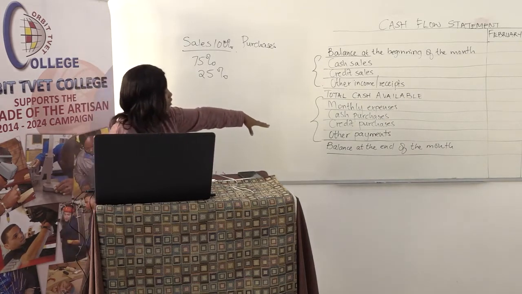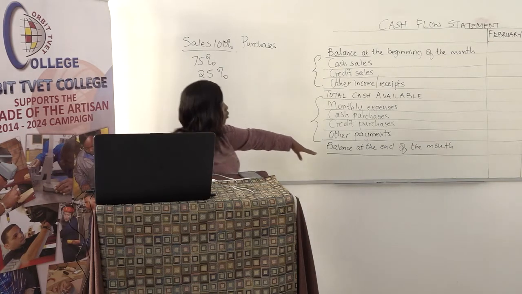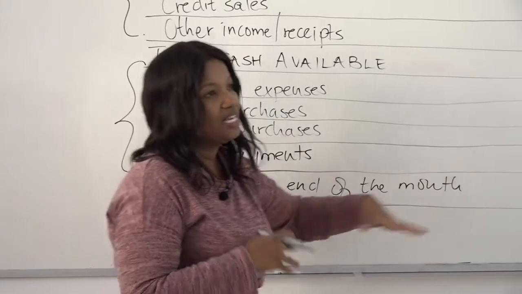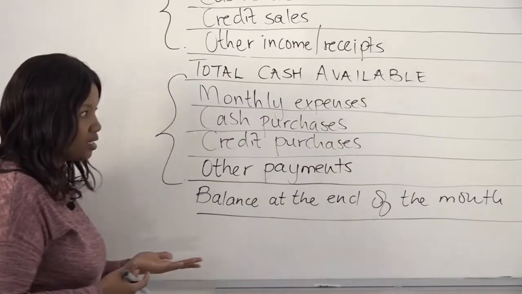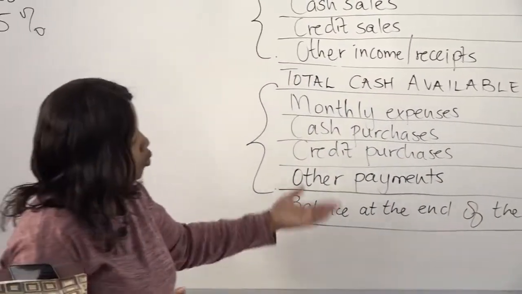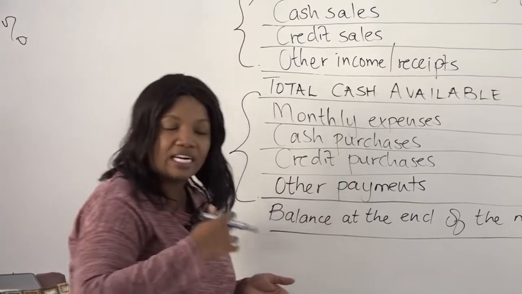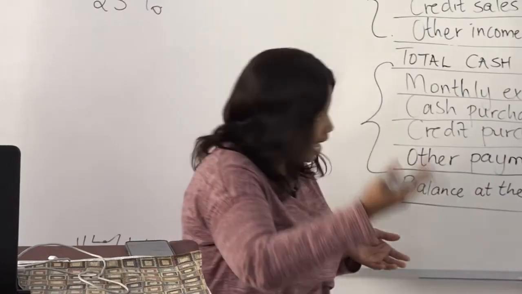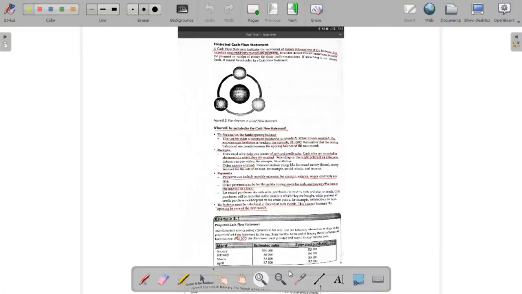At the end of our cash flow statement, we have what we call the balance at the end of the month. The balance can either be positive or negative. If it's negative, we're going to put it in brackets, and remember, it's going to be the opening balance for the coming month. Now we have the calculation that we are going to do.